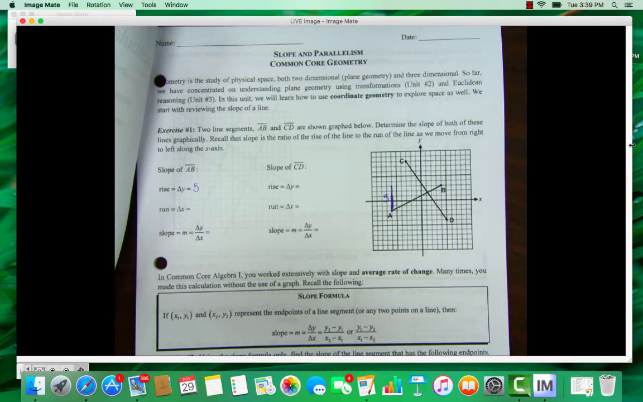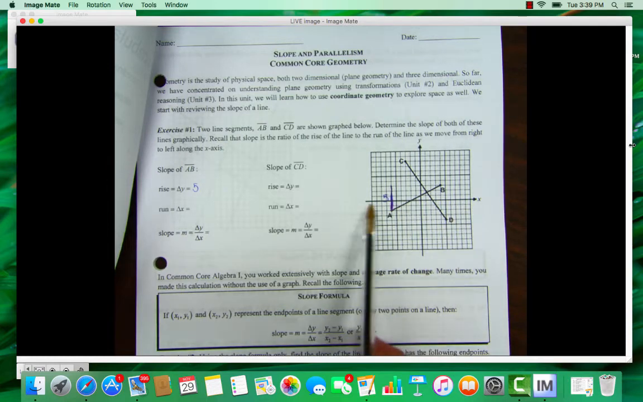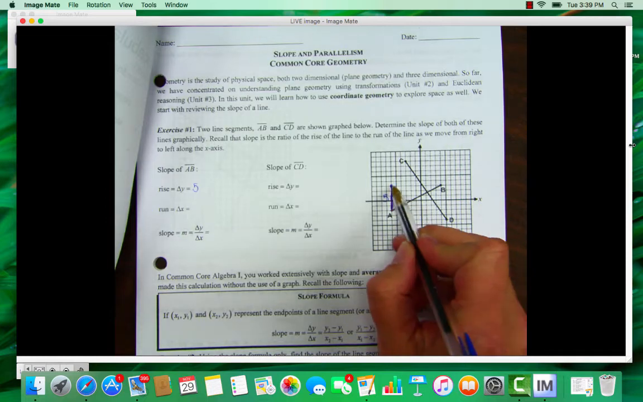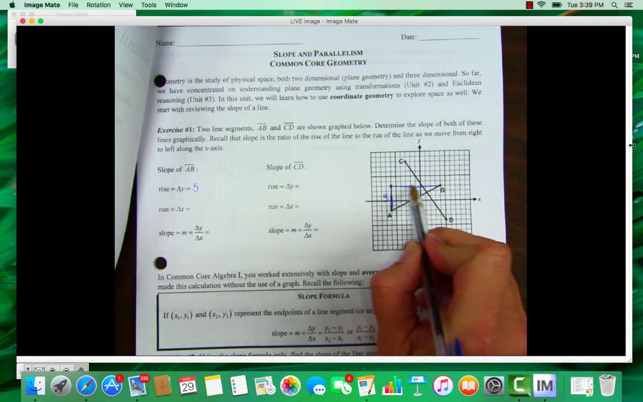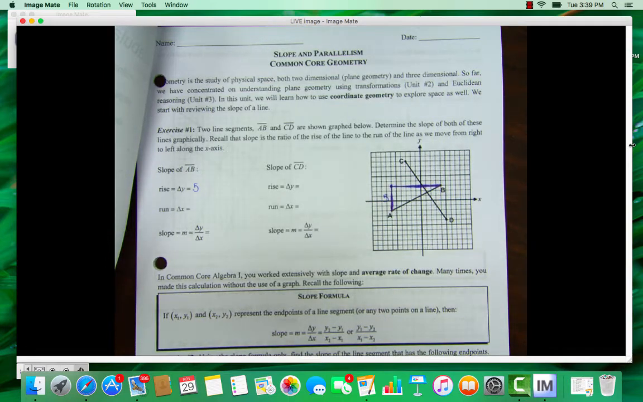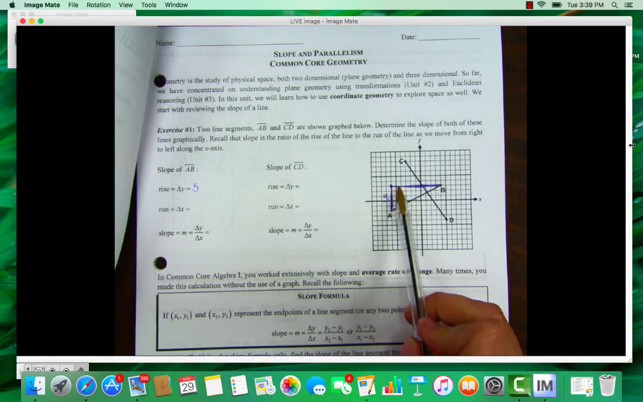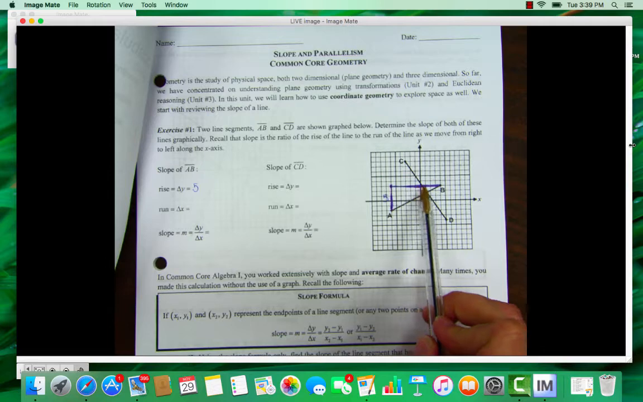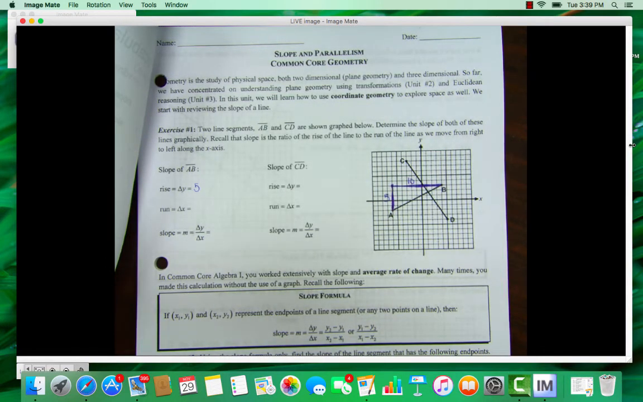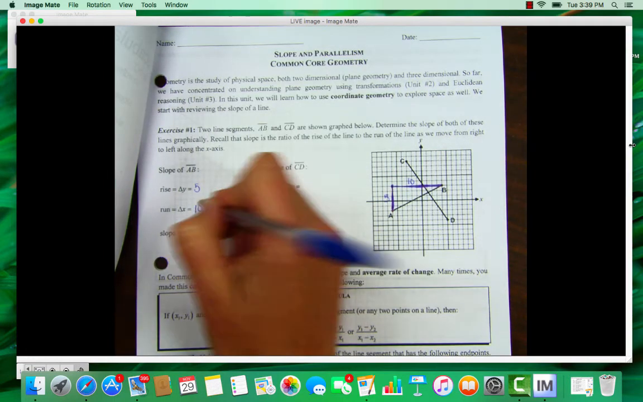Then my run is how far I travel along the x-axis from left to right. My x-axis is this line here. I want to figure out how far I would need to travel to go from A to B in the horizontal distance, along the x-axis. It looks like I would have to travel 1, 2, 3, 4, 5, 6, 7, 8, 9, 10 units to go from A to B along the x-axis. So my change in x is going to be 10 units.